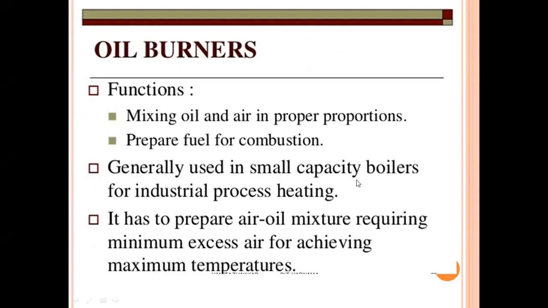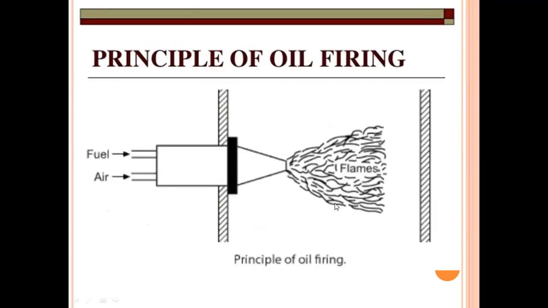Generally used in small capacity boilers for industrial process heating, it has to prepare an air-oil mixture requiring minimum excess air for achieving maximum temperature. The function of oil burners: mixing of oil and air in proper proportion, prepare fuel for combustion, like that. Principle of oil firing: fuel, air.